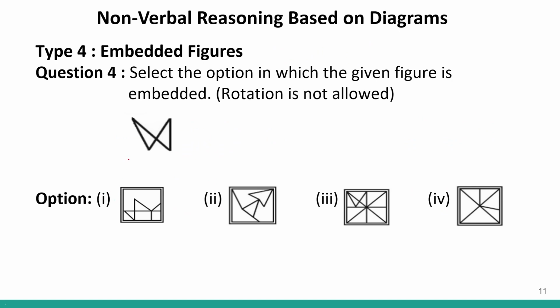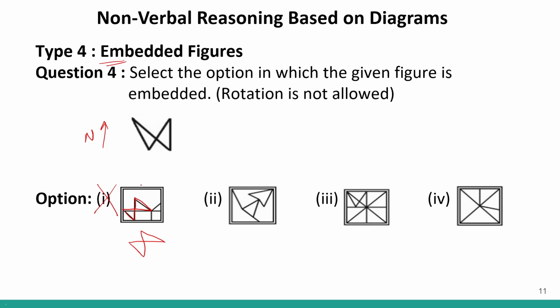Now, type 4 is embedded figures. Embedded figure means this figure is embedded a certain way in a certain figure, and we have to find that figure. Now, rotation is not allowed. So, if this is north facing, it will be north facing in these figures as well. Now, if you look over here, we have a certain image like this. But this, if I draw it, looks like this because rotation is not allowed, and this looks like this. So, this is definitely not embedded. Option number 1 is eliminated.